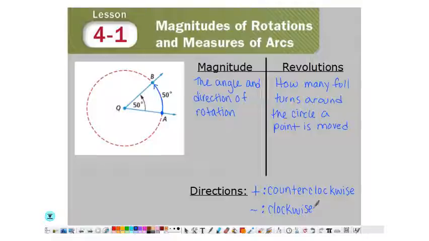So in our picture here, our point A is moving clockwise to get to point B. So we would say the magnitude is negative 50 degrees. And then the number of revolutions: we didn't go one whole time around the circle, and the whole circle would be worth 360, and we went 50 degrees of that. So to find our answer, we would do 50 degrees over the whole 360, and we would reduce that, and we would get 5/36 of a revolution.